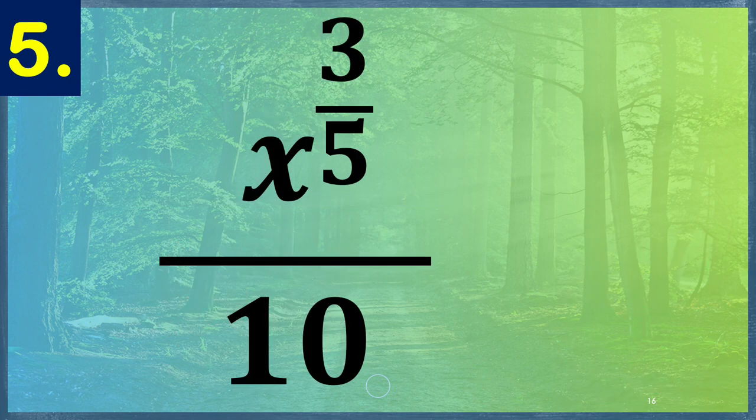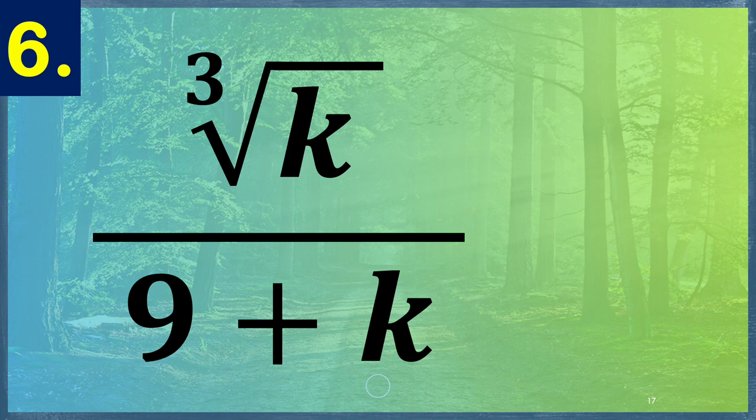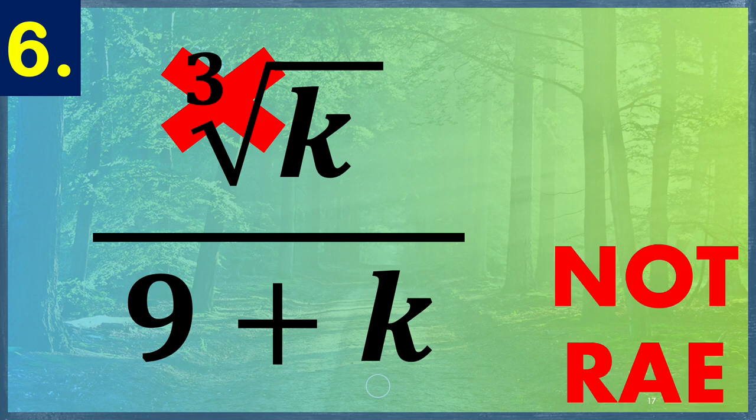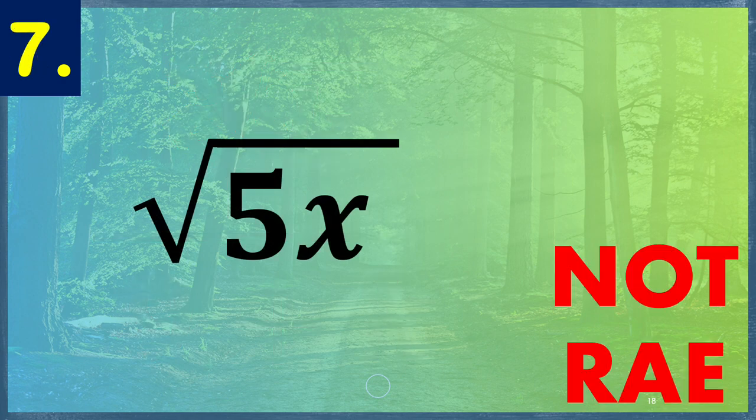X raised to 3/5 power over 10. So, ganun din po ito. Kapag meron kayong nakitang fractions na exponents, automatic, not rational algebraic expression. Cube root of k over 9 plus k, automatic ulit. Since cube root of k yan, kapag ginawa natin ang fraction exponents yan, it will become k raised to 1/3. So, magiging hindi siya example ng rational algebraic expression. Same with this, so square root of 5x, hindi rin siya example ng rational algebraic expression.